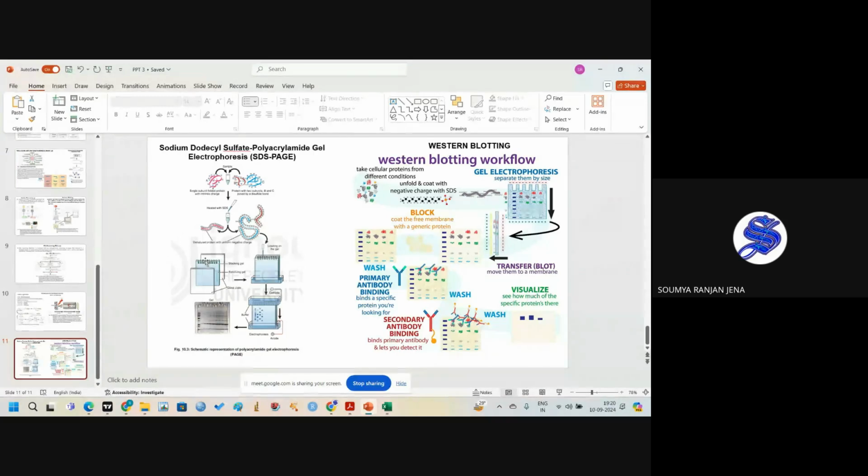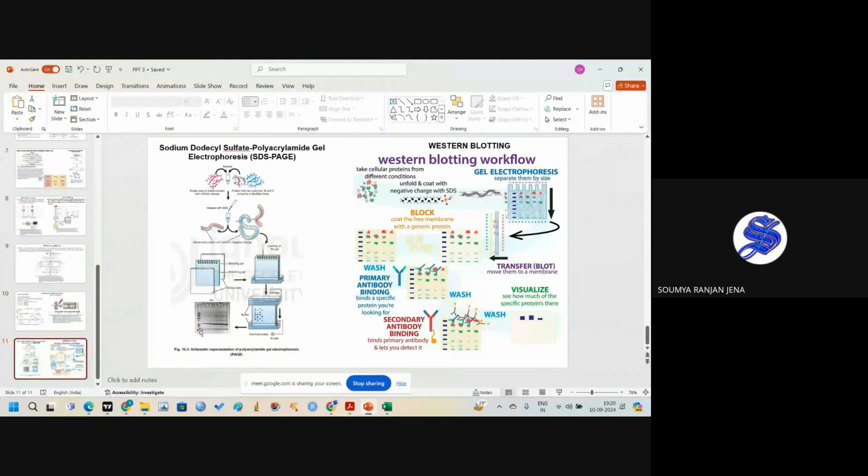And in the running buffer, we have chloride ions, glycine ions, and the proteins. The chloride and glycine ions move the protein towards the positive charge, because the protein has a negative charge, so it will move to the positive electrode. And after the electrophoretic mobility, these are the different samples of protein loading.